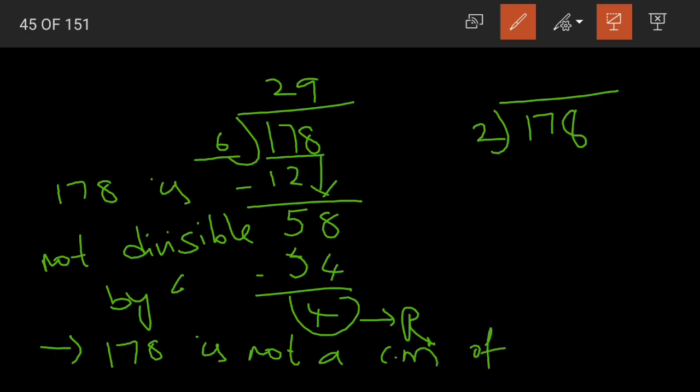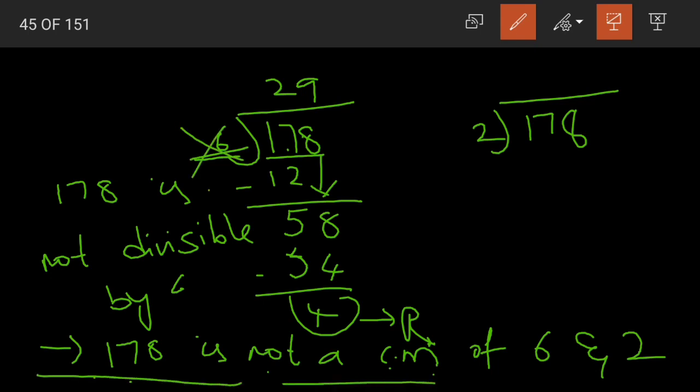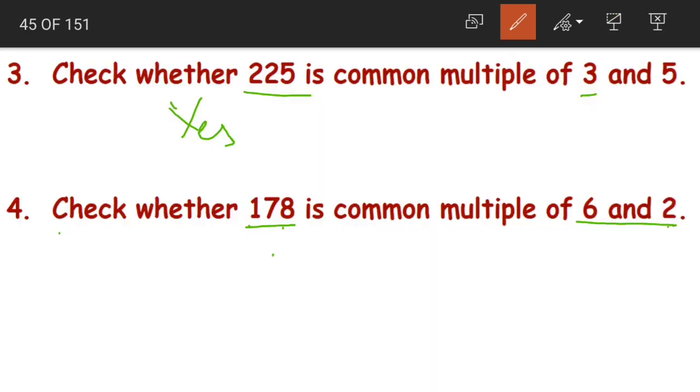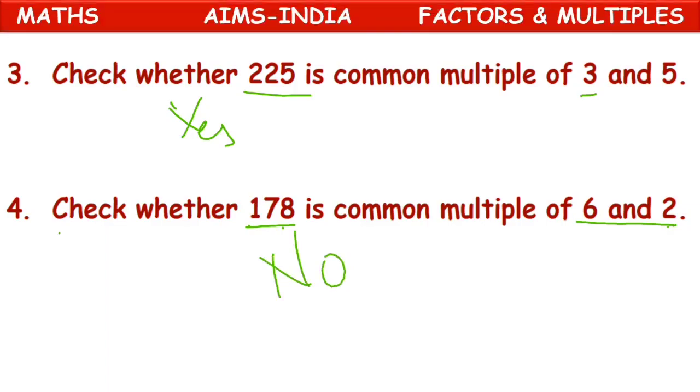I have written the short form CM here, but while you are writing in your notes, you should write the full form, common multiple. Okay. So 178 is not a common multiple of 6 and 2. Here it is not divisible by one number, so we are directly concluding that it is not a common multiple for the given numbers 6 and 2.